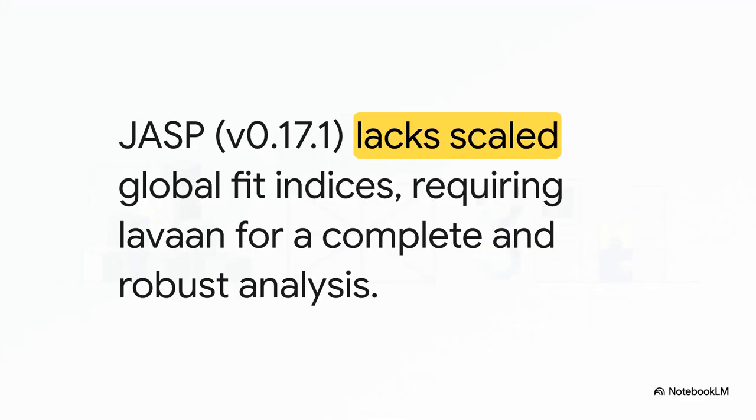But here's the crucial detail you have to know. At the time the source was published, JASP didn't have something called Scaled Global Fit Indices, and those are absolutely essential for properly evaluating models that you estimate with DWLS. This limitation is exactly why you need to bring in lavaan to finish the job and make sure your analysis is truly robust and defensible.